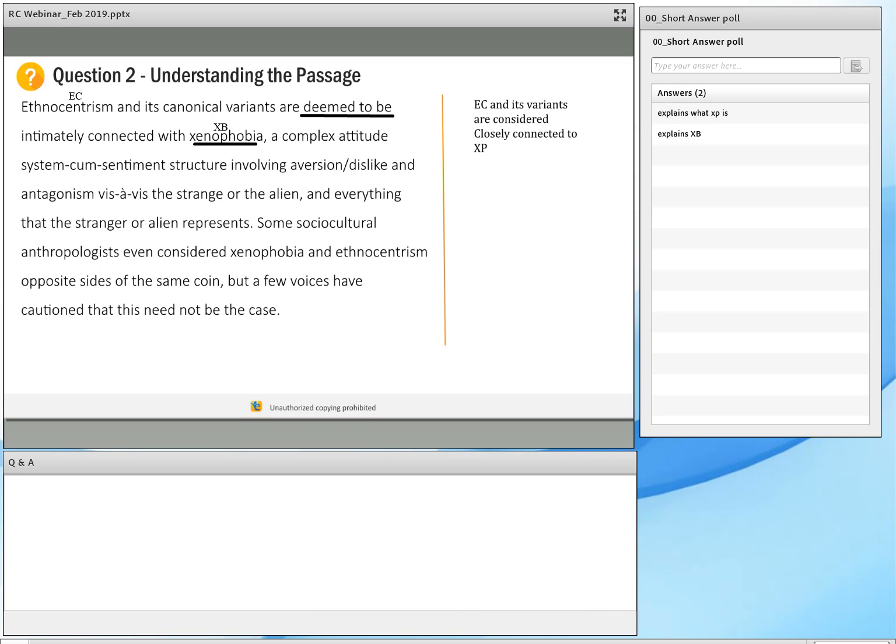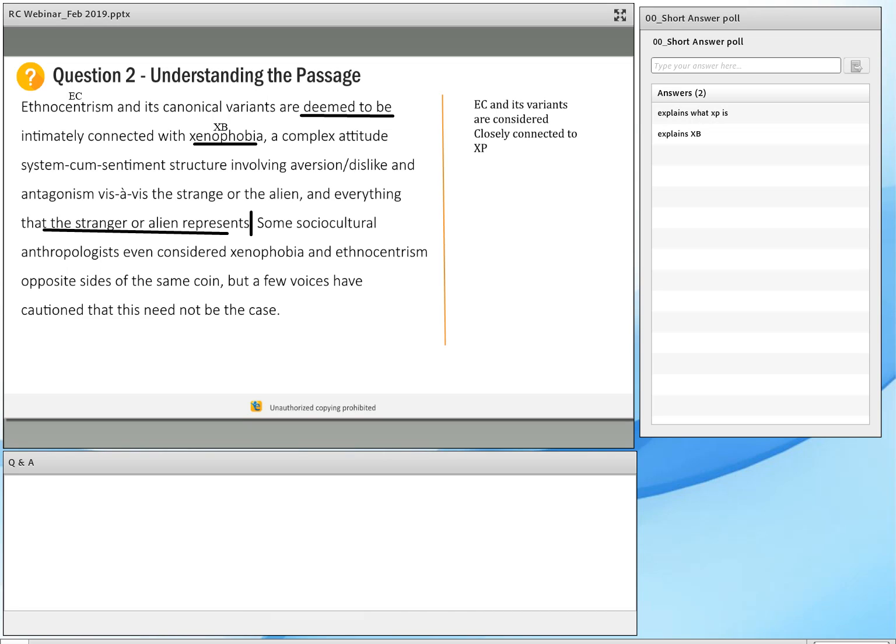Okay, this is what EC is. And this explains what XB is and everything that the stranger or an alien represents. So essentially, what you're really saying is it's an attitude, a complex attitude, which involves dislike for the stranger. Then the author really says, and this is a really important part over here.